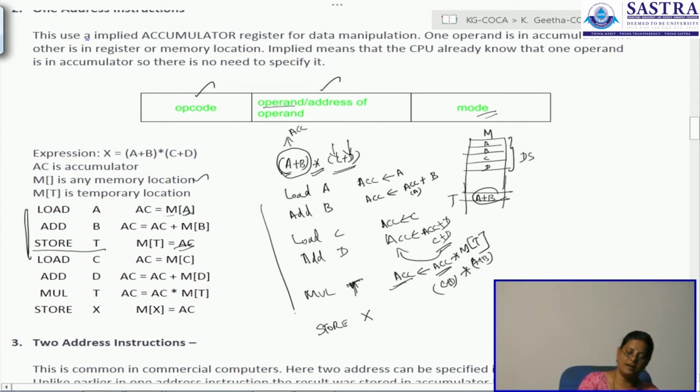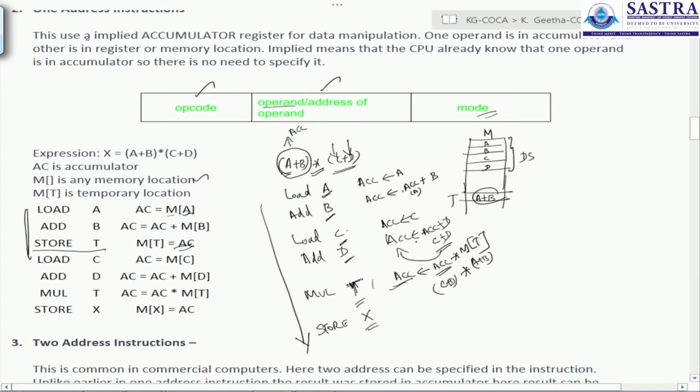Now if you observe, all these instructions refer to memory with one address. Address for A, address for B, address for C, address for D, and here it will refer to the address for the temporary location, and again the address of the X. So in all these instructions, it refers to only one address of the operand. Another address need not be mentioned because it is referring to the accumulator for the other operand. So in each instruction, the accumulator is also referred to, but we need not mention any address or any information for it. So all these are an example of one address instructions.